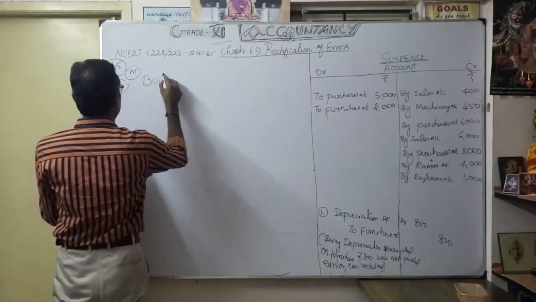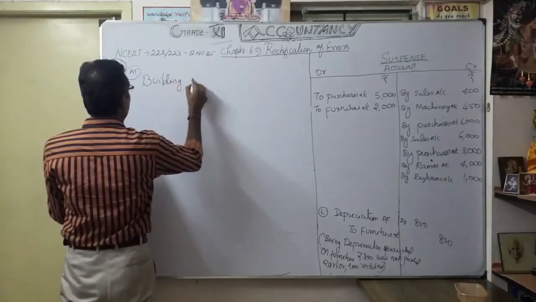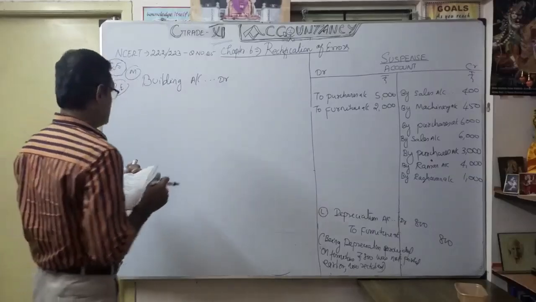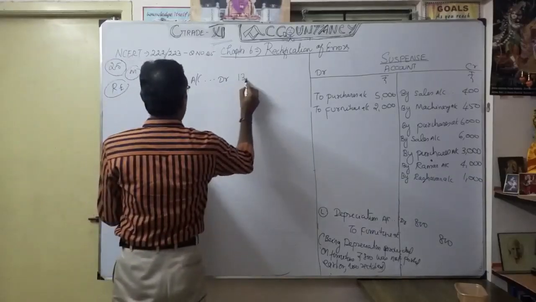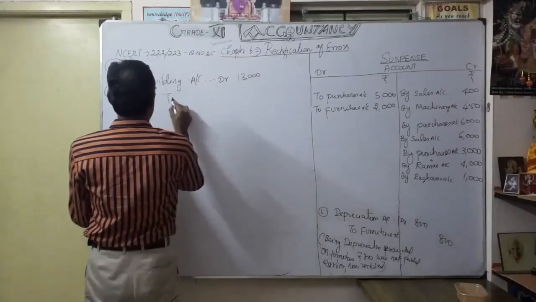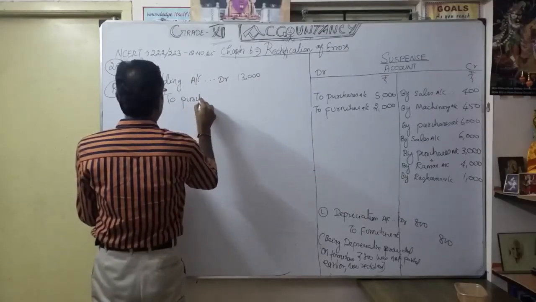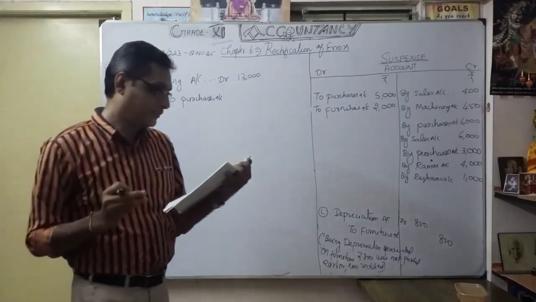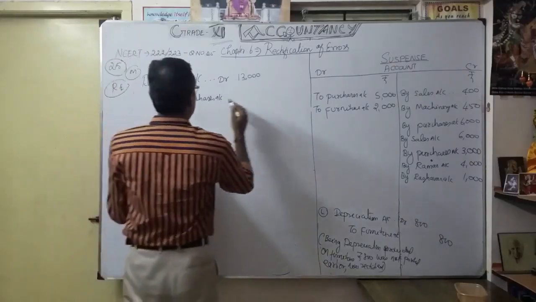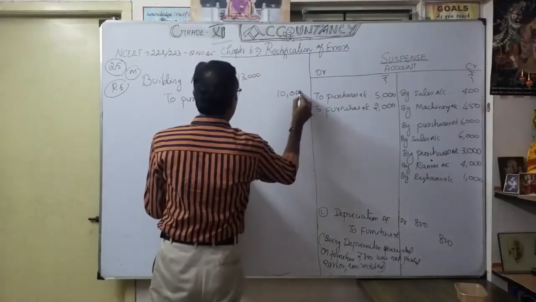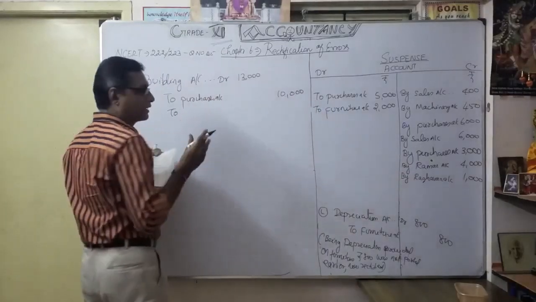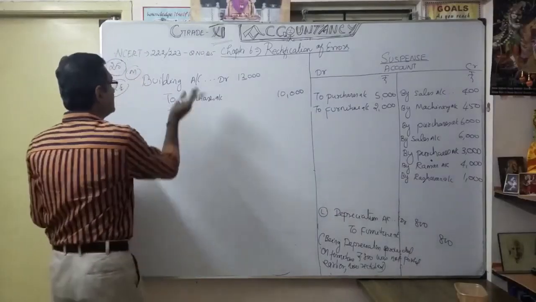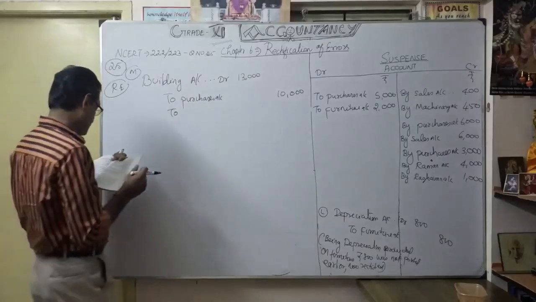Building account debit, how much? 13,000. Credit to purchases account, that is the material for construction of building. We can consider purchases, how much? 10,000. Then to wages. So earlier wrongly debited to purchases, now we want to do an adjustment entry, transferring the entire amount to building account. That's the idea here.